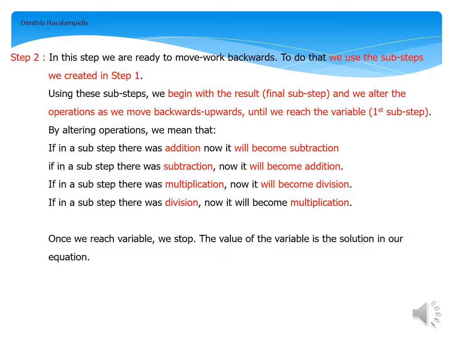By altering operations, we mean that if in a substep there was addition, now it will become subtraction. If in a substep there was subtraction, now it will become addition. If in a substep there was multiplication, now it will become division. If in a substep there was division, now it will become multiplication. Once we reach the variable, we stop. The value of the variable is the solution in our equation.